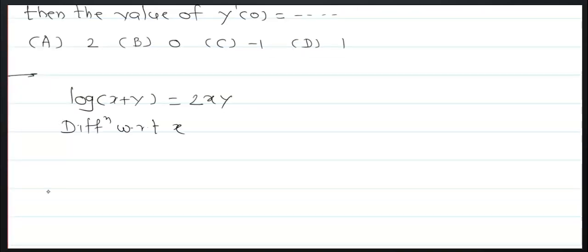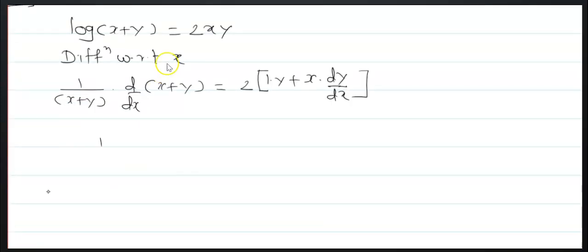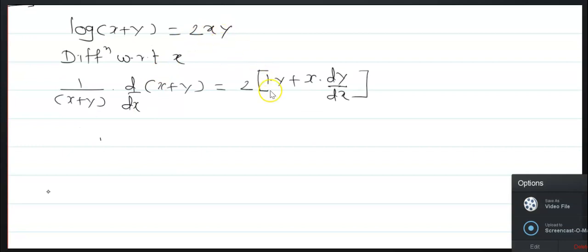Now log of x plus y is equal to 2xy. Differentiate this with respect to x. What is the derivative of log of x plus y? That is 1 upon x plus y into d/dx of x plus y. Apply the product rule here. Derivative of x is 1 into y, plus x into derivative of y, dy by dx.